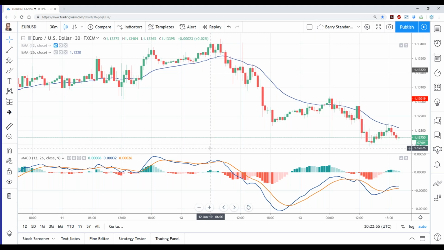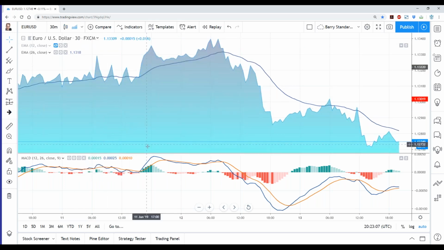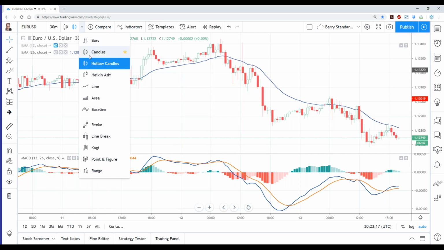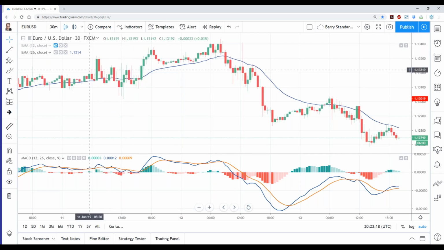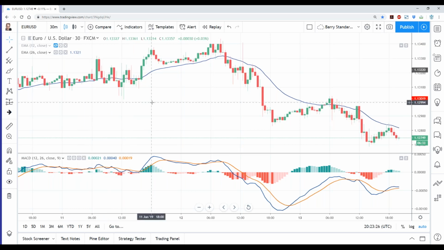Okay. So if you notice, there's lots of choices in different kinds of charts, but they're all variations. Like we saw the line chart. An area chart is simply a line chart colored in below. We have hollow candles, or we have regular candles. Okay. So they're all variations of these three main types of charts.